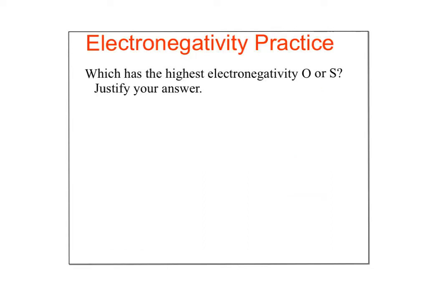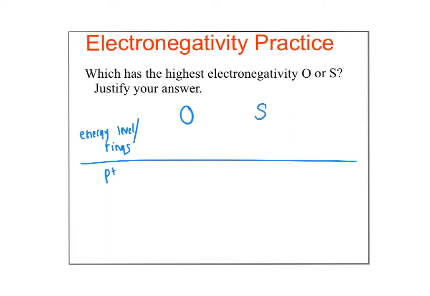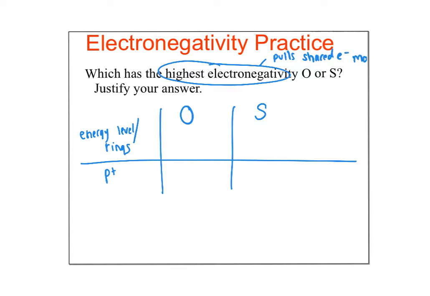Which has the highest electronegativity, oxygen or sulfur? So we're going to go through the same idea. So it's going to be energy level or rings. And then if necessary, we can look at protons. So highest electronegativity is going to be pulls shared electrons most. Right? Or we could say high Coulombic attraction, because if it has high Coulombic attraction, it will pull the shared electrons the most. So let's look at our periodic table.